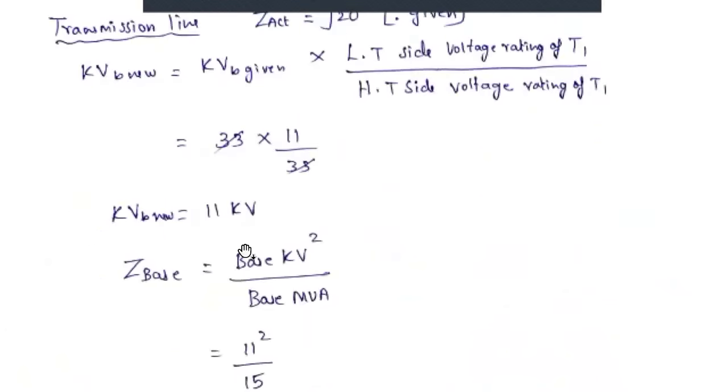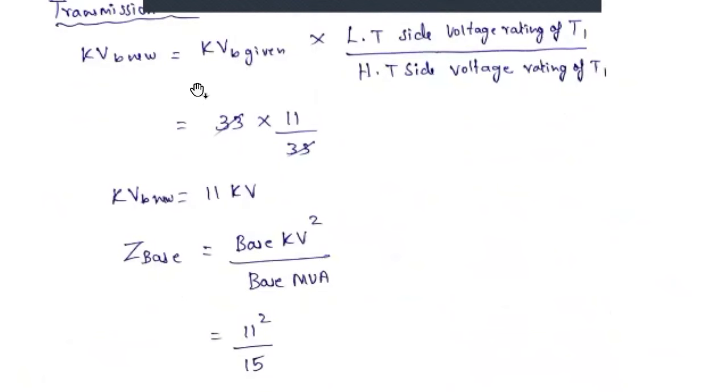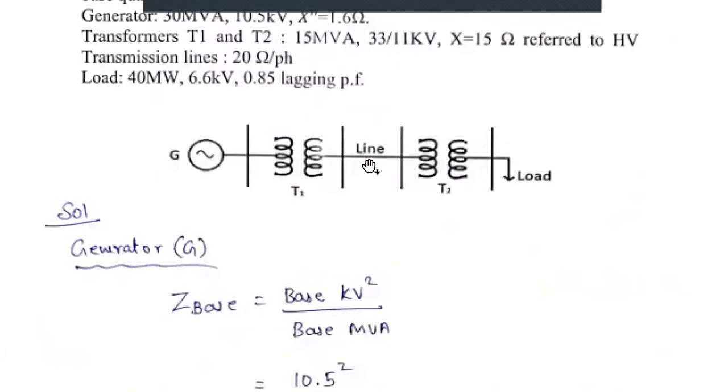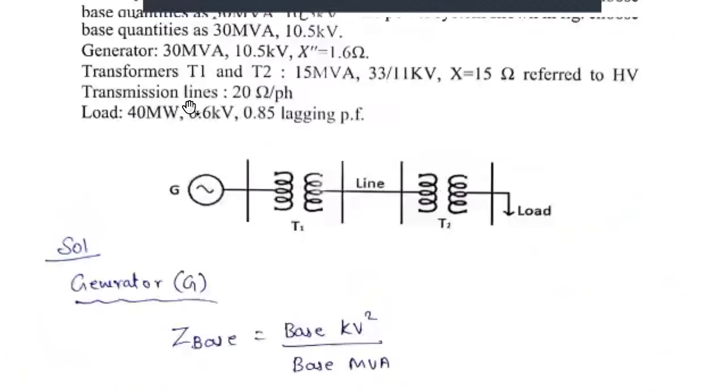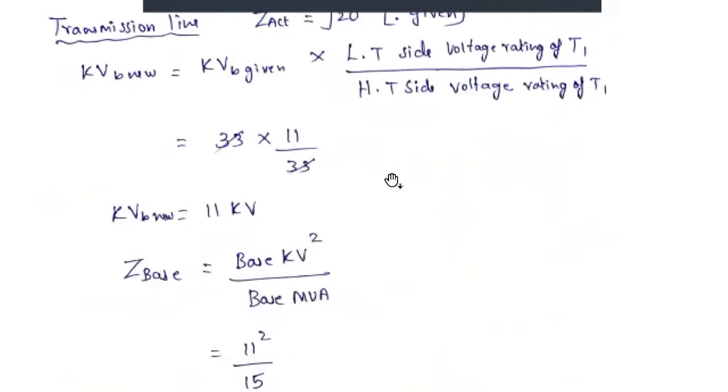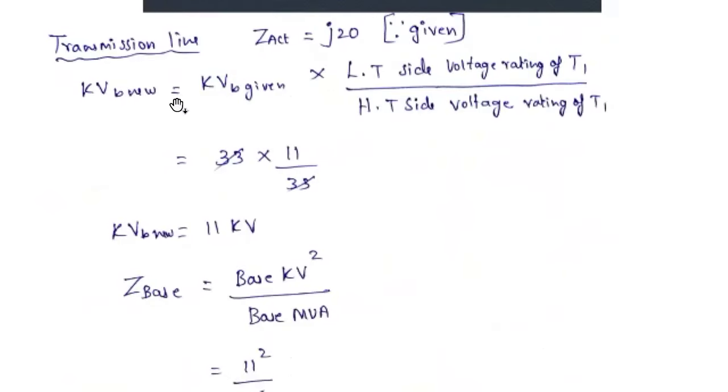Next, the transmission line, because after transformer 1 comes the transmission line. For the transmission line, the actual value is already given, that is 20 ohms per phase. Now kV base new is equal to kV base given into the LT side voltage rating of transformer 1 divided by the HT side voltage rating of transformer 1.